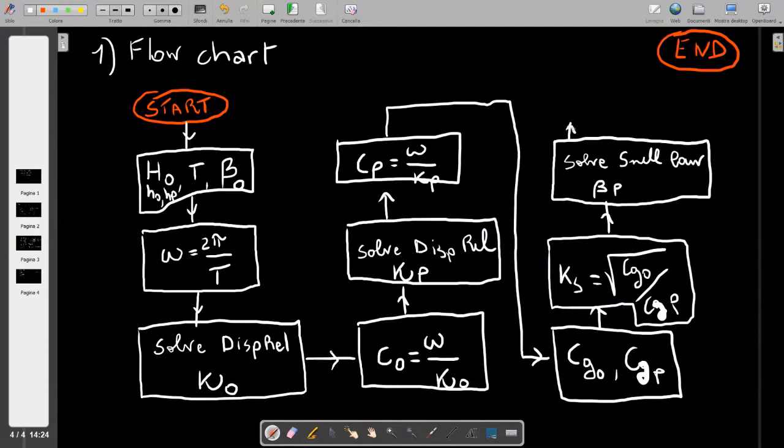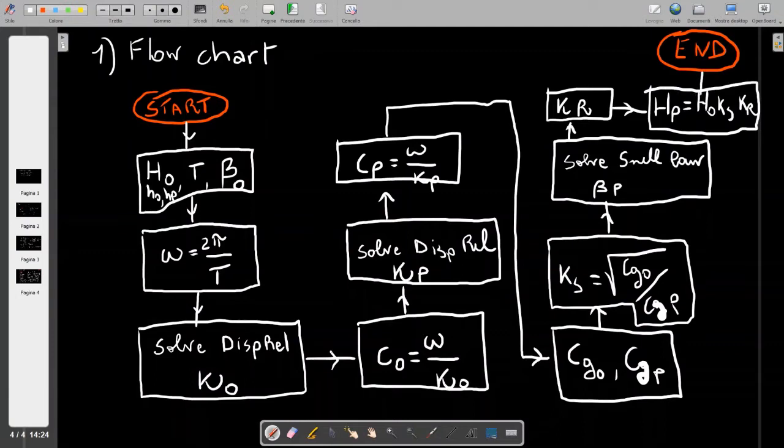Then we can compute the refraction coefficient, Kr, and then we can compute HP equal to HO times Ks, Kr. And then we have finished.